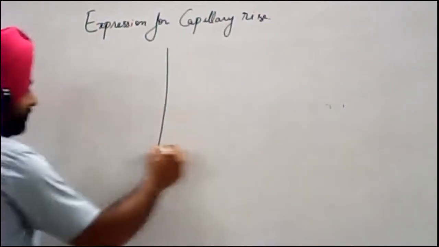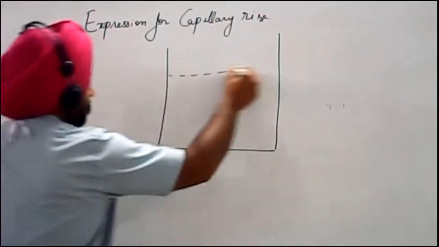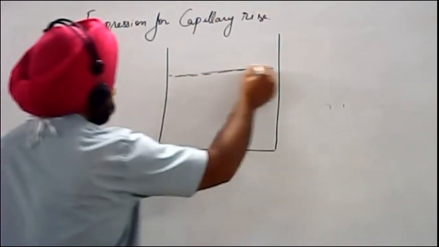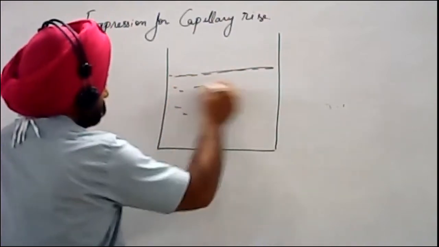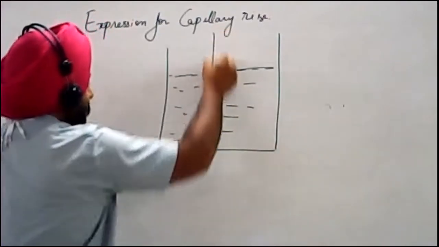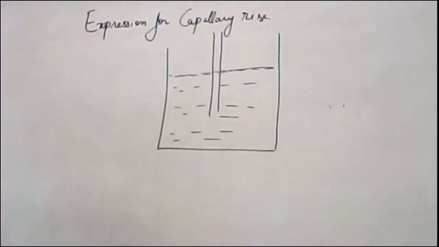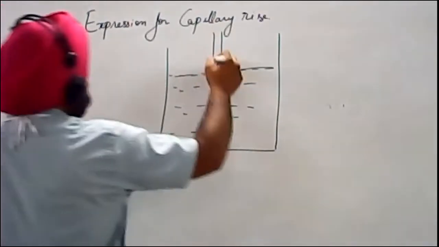Capillary rise. We are going to solve for this expression for capillary rise. Now let us draw this diagram first. We have a container which is filled with some liquid. It is being inserted with some capillary tube, and there will be a rise of liquid in this.